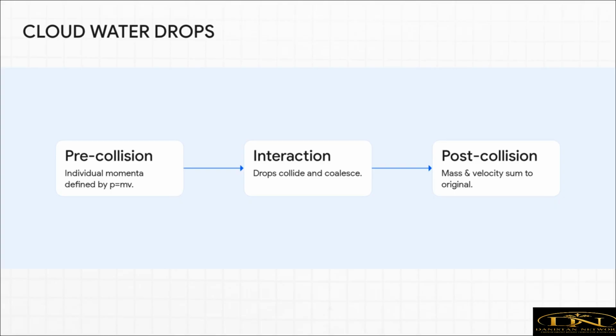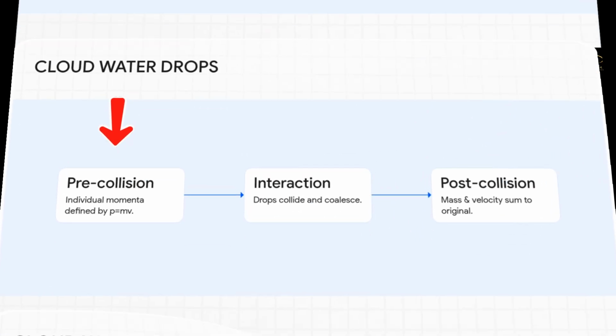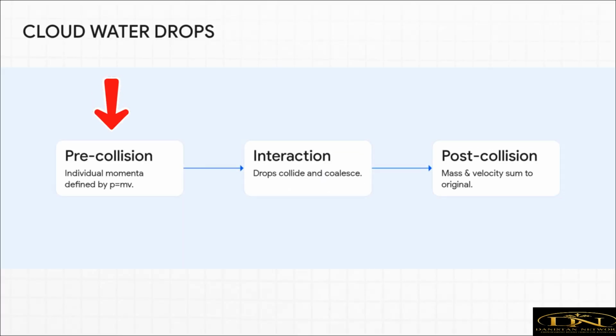And this brilliantly illustrates how we take theoretical physics and apply it to the real world. Picture two water drops in a cloud, right? Just about to collide midair. Pre-collision, they each have their own individual momentum, defined by p equals mv. Upon interaction, they collide and coalesce into one single drop. Post-collision, assuming there's no major air resistance acting as an outside force, the total mass of this new drop multiplied by its new velocity will exactly equal the sum of their original momenta. The math balances out perfectly.